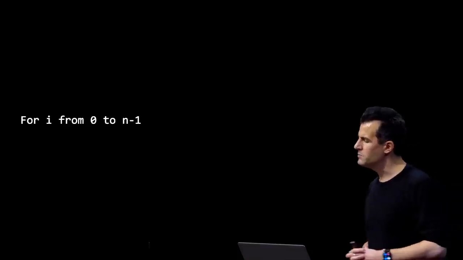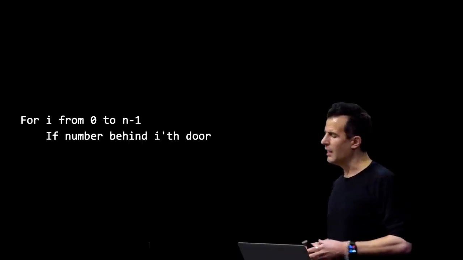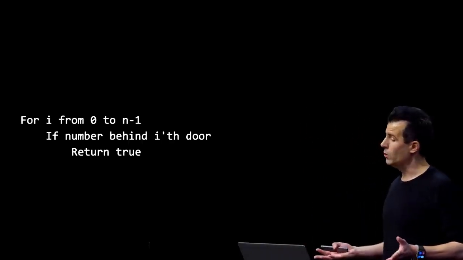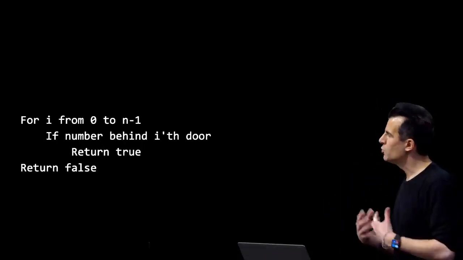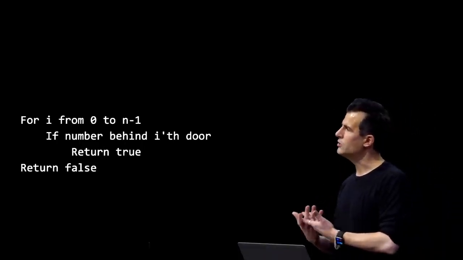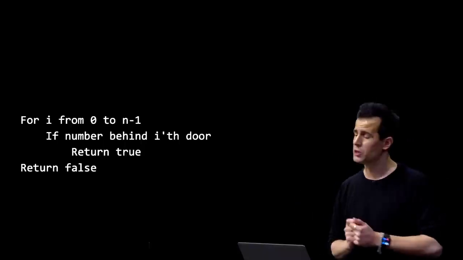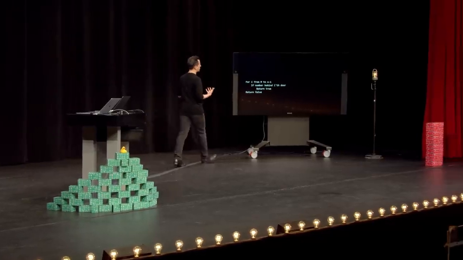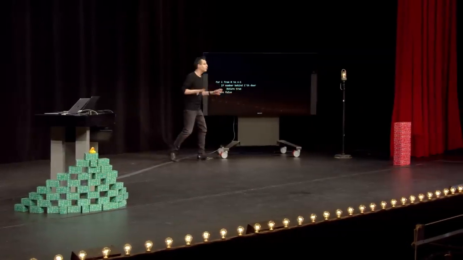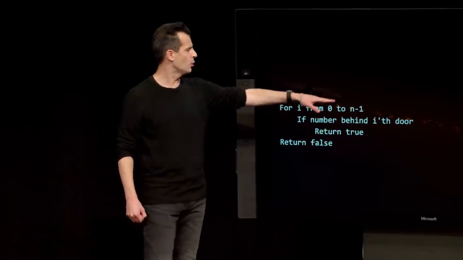So with linear search, I would propose that we could implement it in pseudocode first, like this. For i from 0 to n minus 1, if the number is behind the ith door, return true. Otherwise, at the very end, return false. So it's a relatively simple translation into pseudocode, much like we did with the phone book some time ago. And why these values? Because I'm now starting to express myself a little more like C, even though it's still pseudocode. So: for i from 0 to n minus 1.